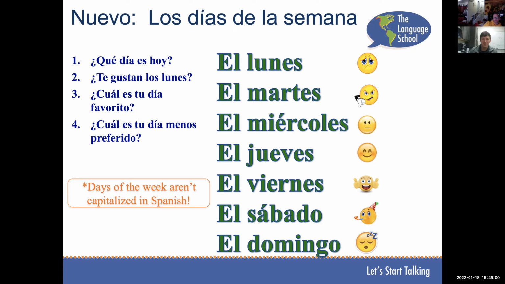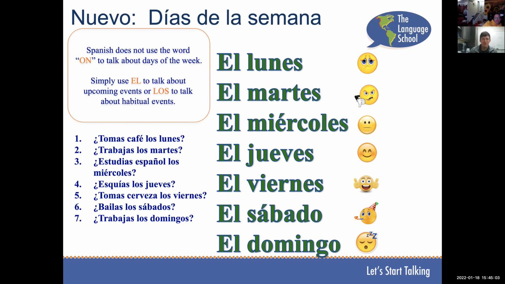El lunes. Muy bien. Now, when we're talking about activities that we do on a certain day of the week, you need to understand here's another little disconnect between Spanish and English, where they don't use the preposition on the way that we use it here. Instead, they would actually use the article here, el for a singular upcoming event, or los for habitual or reoccurring events, right? So for number one, tomas café los lunes, that's like saying, do you drink coffee every Monday or on Mondays? Mateo, tomas café los lunes?